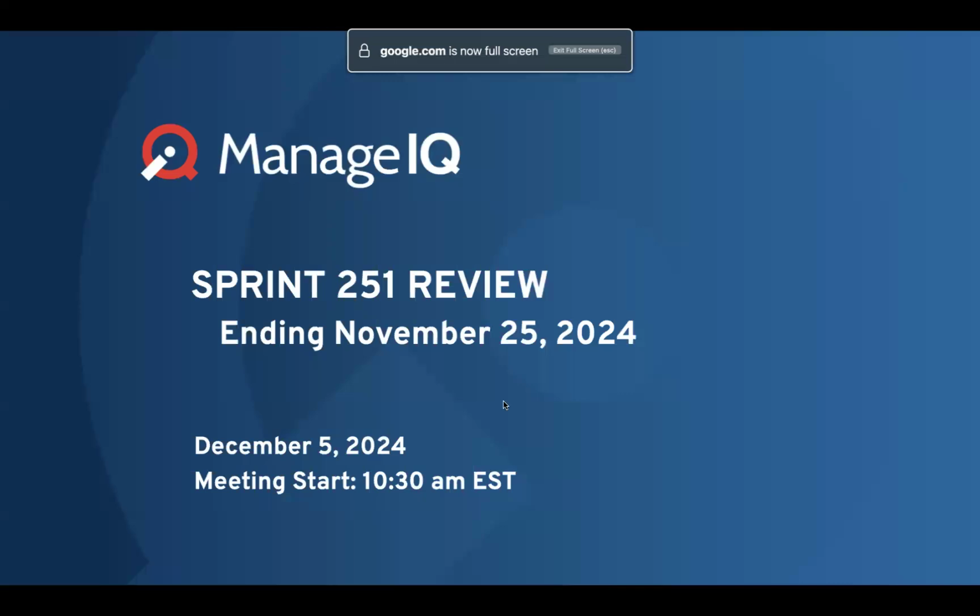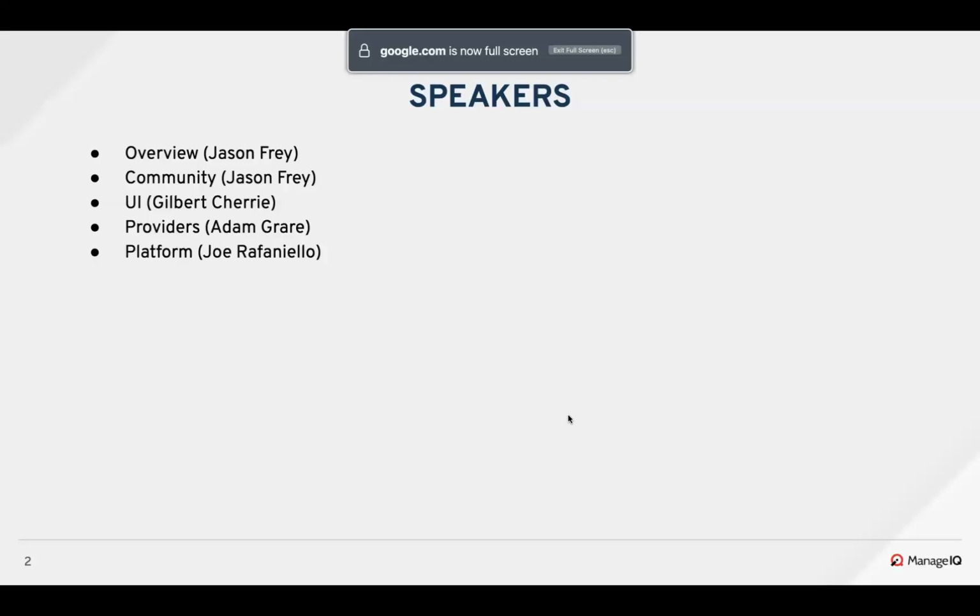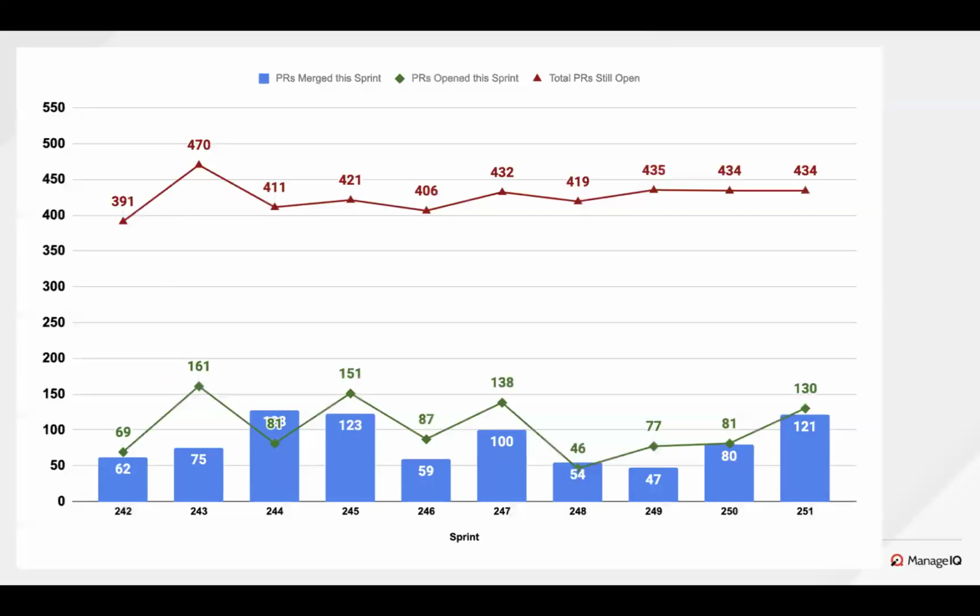This was a normal 2-week sprint, but it was right before the US Thanksgiving holiday, so some people took some time off near the end. Let's get started. I'll start with the overview. I have a community announcement after that. Then we'll have Gilbert on the UI, Adam on providers, and Joe on the platform.